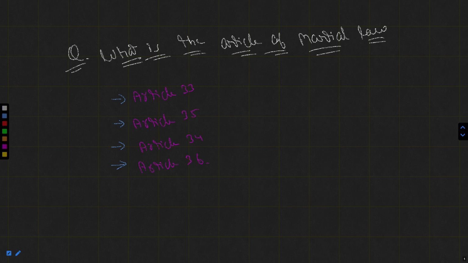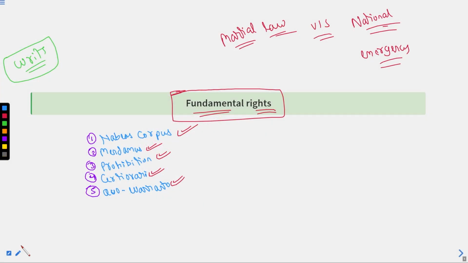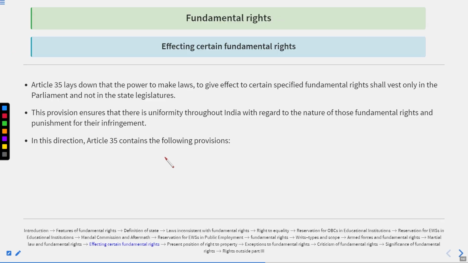The time's up. So the correct answer is Article 34. Article 34 of the Indian Constitution provides for martial law, while Article 33 provides for the fundamental rights of the armed forces. So these were the things that we had discussed in the previous lecture. In this lecture, we are going to start from where we had left. I hope that you have revised the previous lecture well enough before you have come for this lecture.